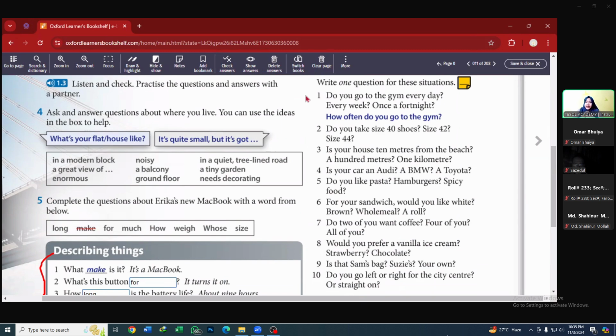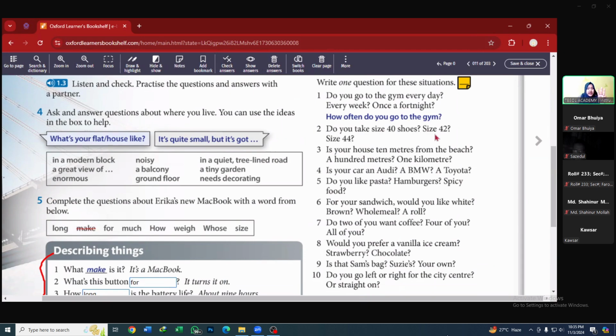So see, in number 1, the questions are, do you go to the gym every day, every week, once a fortnight? So there are 3 questions regarding one situation only, okay? So what we have to do is bring all these 3 questions into one question and form a question that is correct for the particular situation given. So what will the single question be for this whole situation? It will be, how often do you go to the gym? Which means how frequently do you go to the gym?